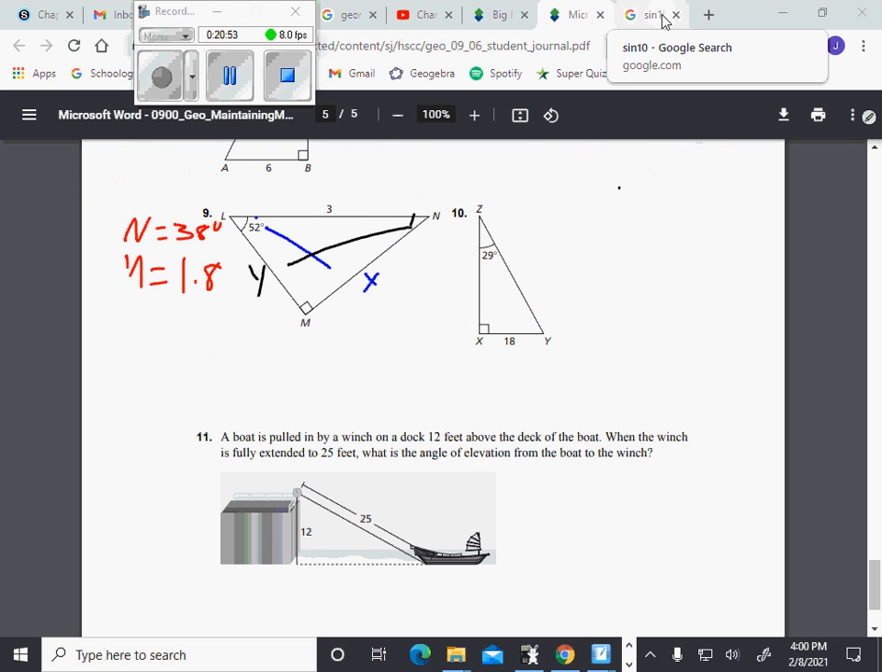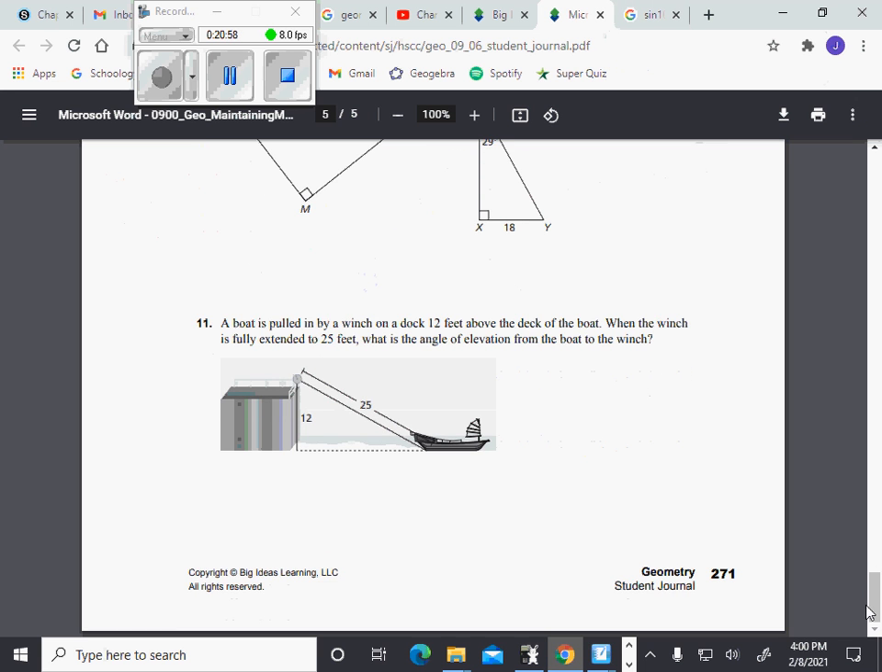Number 10, I'll leave up for you guys. Number 11. A boat is pulled in by a winch on a dock 12 feet above the deck of the boat. When the winch is fully extended to 25 feet, what is the angle of elevation from the boat to the winch? So we're looking for this angle here. We'll call that angle x.